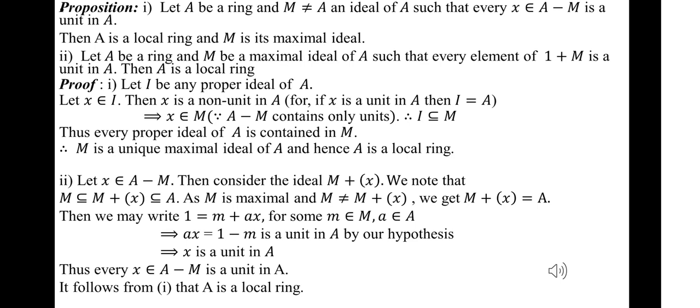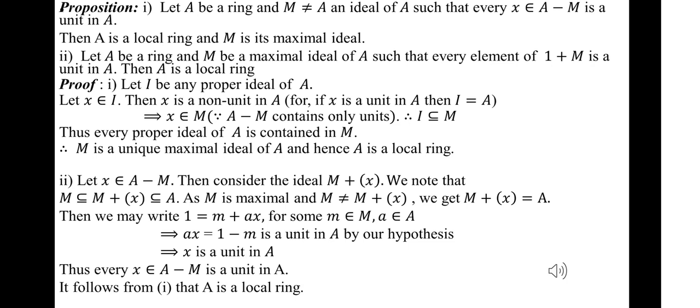After defining what a local ring is, now let us look at a proposition which gives us two simple conditions which will conclude a ring is a local ring. There are two parts in this proposition. First one says that if A is a ring and M is a proper ideal of A such that every x in A minus M is a unit in A, then A is a local ring with M as its maximal ideal. And the second part states that if A is a ring with M as its maximal ideal such that every element of 1 plus M is a unit in A, then A has to be a local ring.